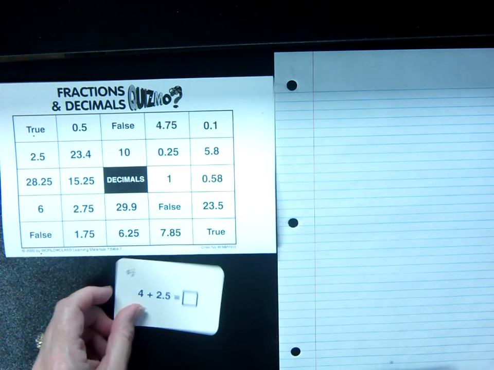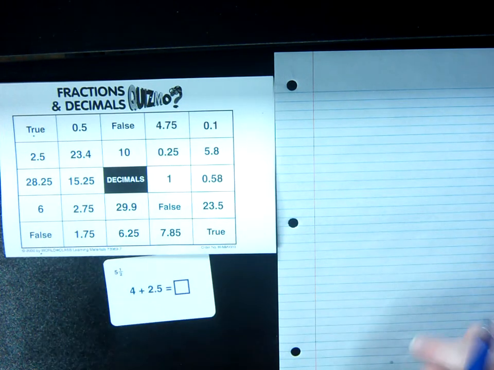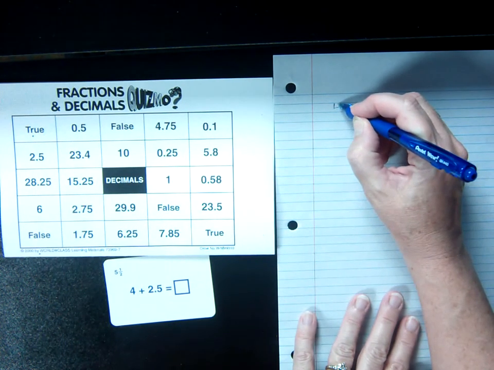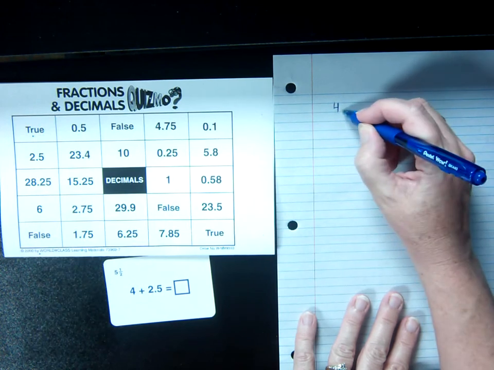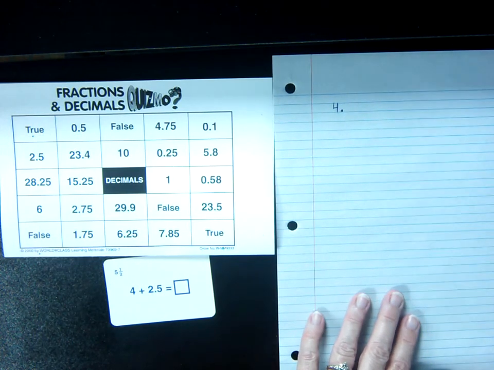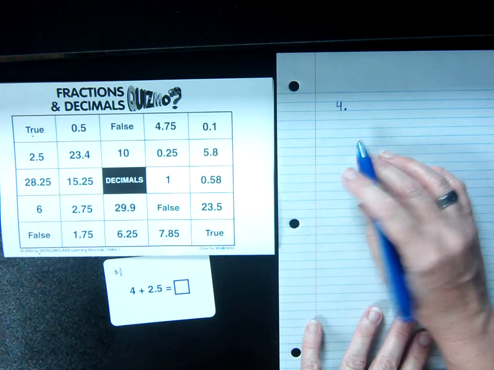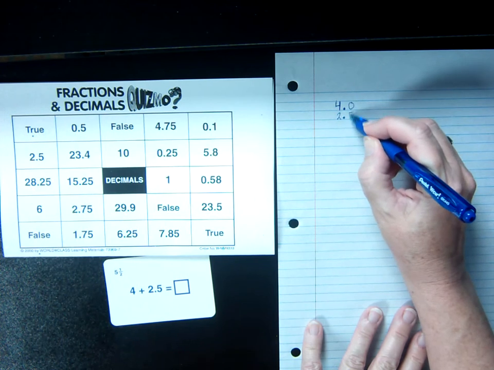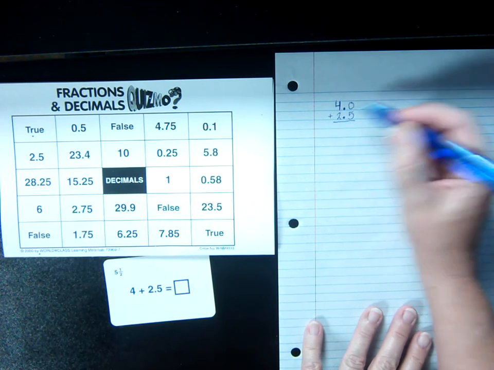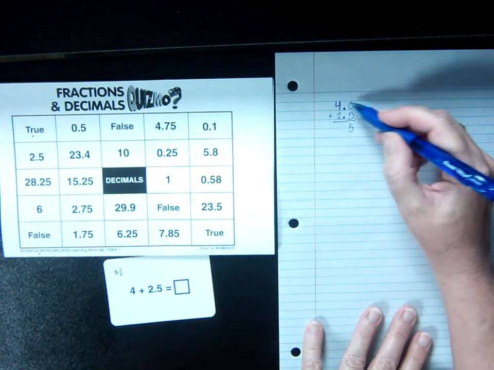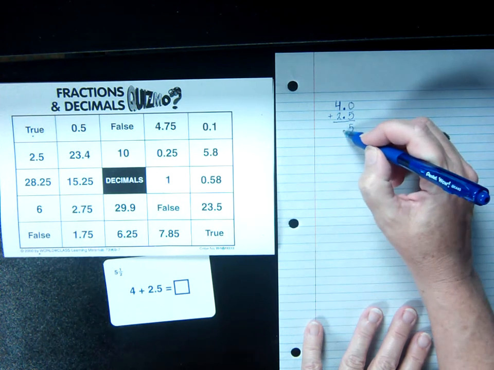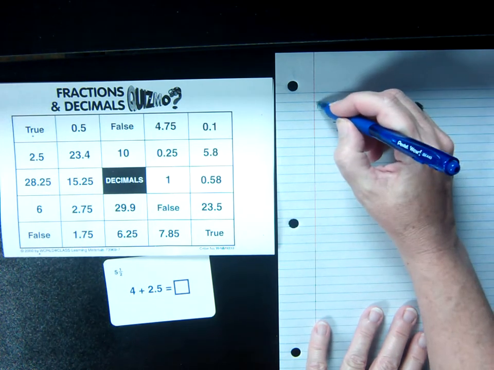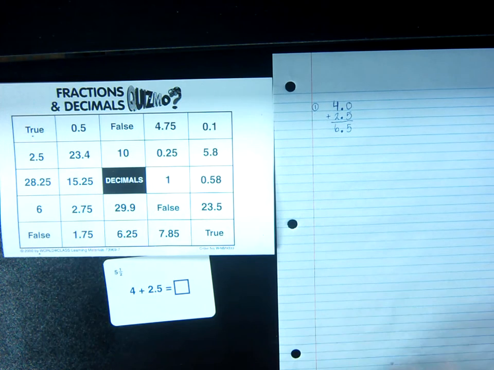Okay, so the very first card says we have 4 plus 2.5. Now, when you have decimals, if you are given a whole number 4, there is actually still a decimal after that number. So there's 4.0 plus 2.5. And you might know this already. So if you do, great. It's a great review. If you don't, then you just add straight down. Bring your decimal straight down. And my answer is 6.5. So for my first card, my answer is 6.5.